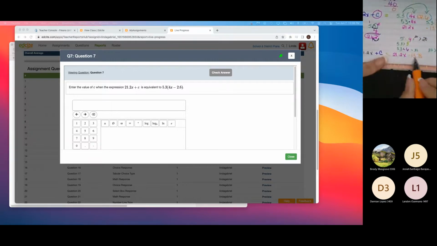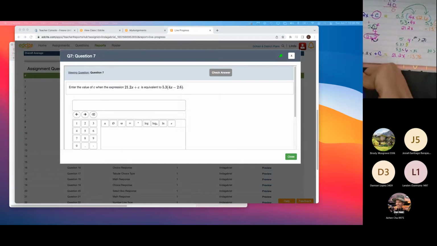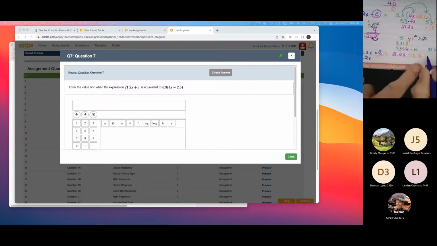I can't combine like terms here because I have one number with a variable, one number without, so I don't have like terms yet. I need to isolate c, meaning I want to get c by itself. In order to get c by itself, I need to subtract 21.2x, right? Because I need to get rid of it on the side. So I need to subtract 21.2x from here, and that means I will bring it over here. 21.2x minus 21.2x.